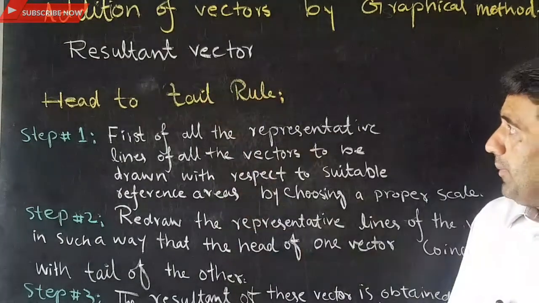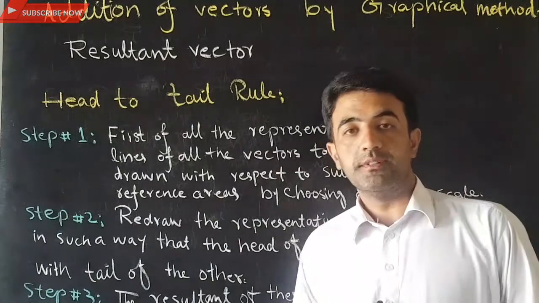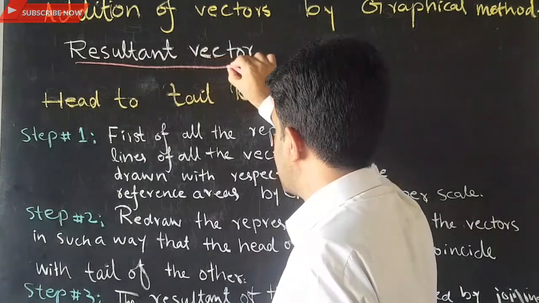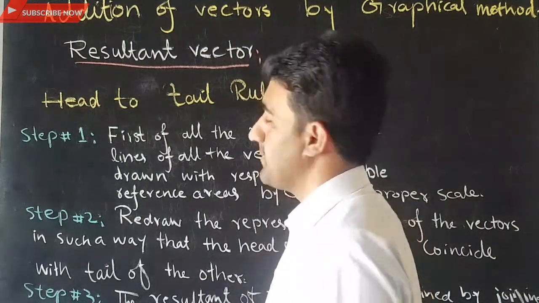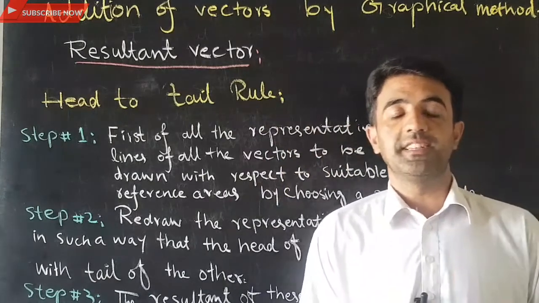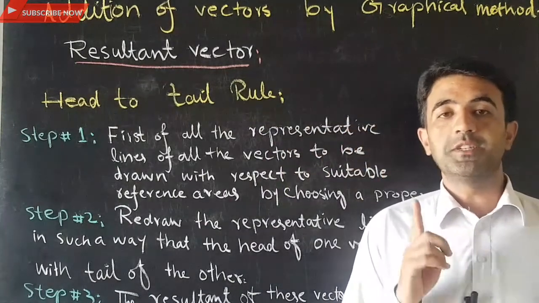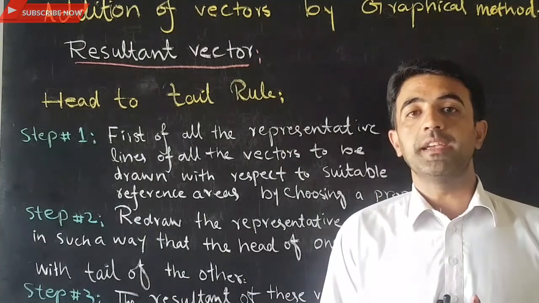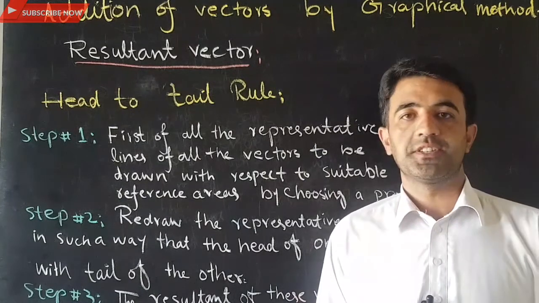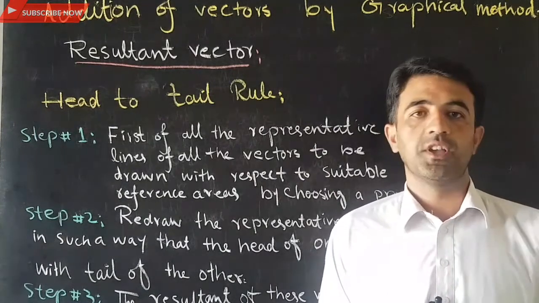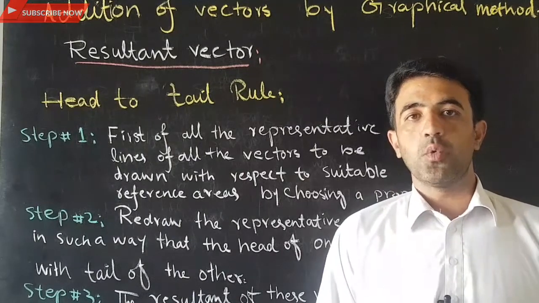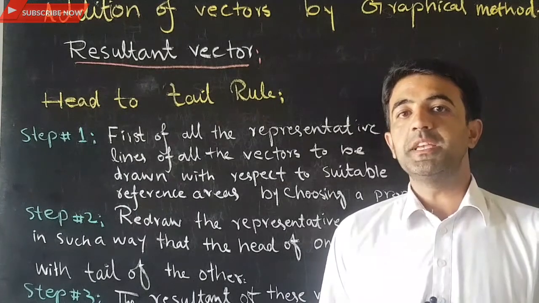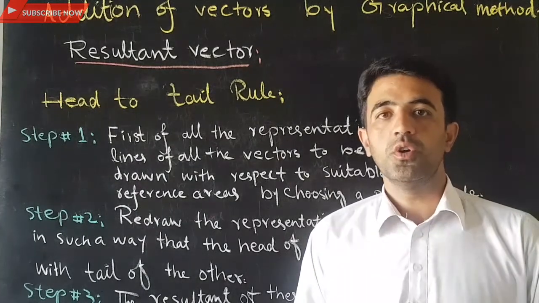Let's go. First, we should know about the resultant vector, that is, what is meant by a resultant vector. I will define it shortly: a vector which produces the same effect as that produced by two or more vectors. In other words, a vector which produces the same combined or joint effect which is being produced by two or more vectors.